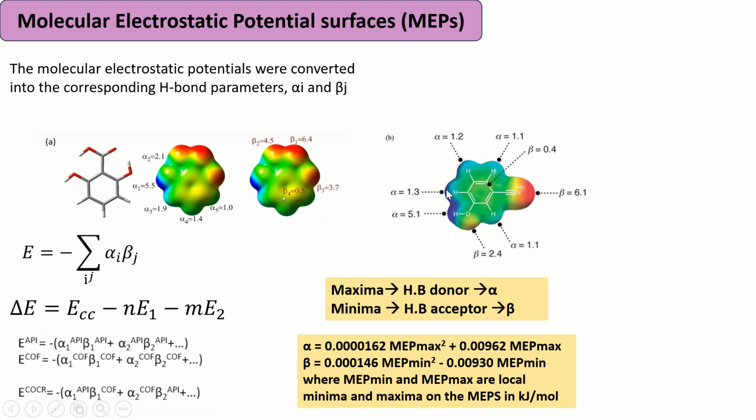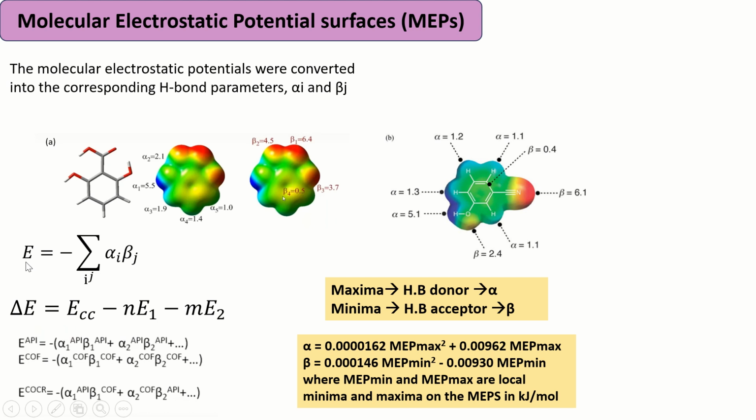And you also see that these two diagrams are the front and back diagrams of the same molecule, and in this one both alpha and beta values are mentioned. So what is the alpha? It is a maxima in hydrogen bond donor. It means that alpha 1 5.5, this region of this particular compound is a hydrogen bond donor, and this region of this particular compound is a hydrogen bond acceptor, which is shown by the alpha and beta.